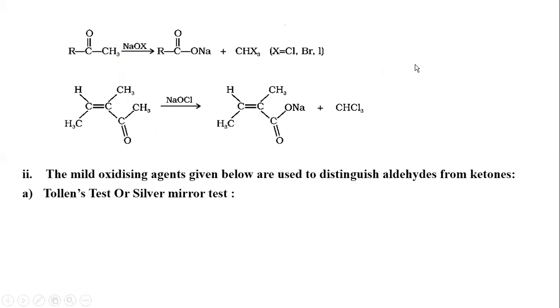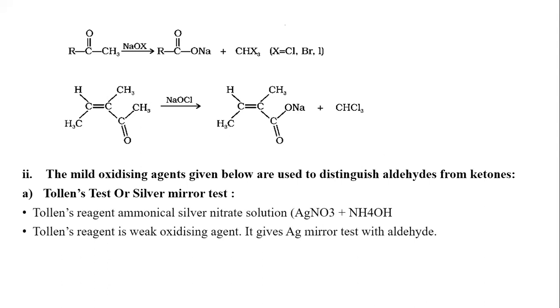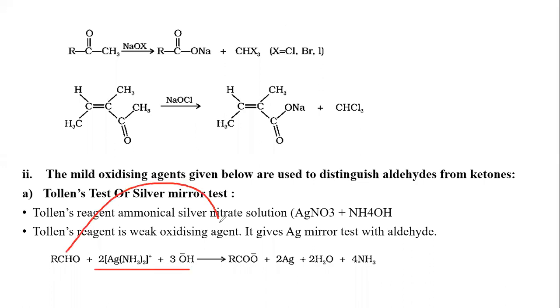Some mild oxidizing agents are used to distinguish between aldehydes and ketones, like the Tollens test or silver mirror test. Tollens reagent is the ammoniacal silver nitrate solution, that is AgNO3 plus NH4OH. It is a weak oxidizing agent, and when it reacts with aldehydes, it gives the silver mirror test. The aldehyde is oxidized to the respective acid, and the silver from the Tollens reagent is deposited on the inner wall of the test tube, so that it appears like a mirror.